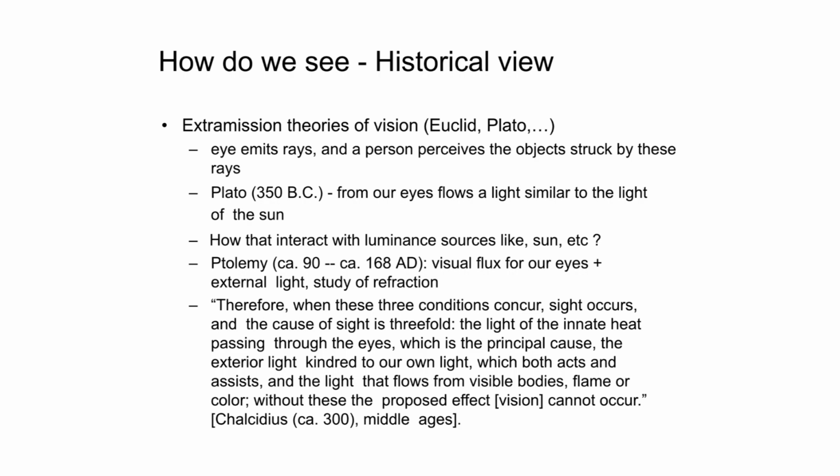So the question here would be how that interacts with luminous sources like the sun and other luminous sources like the moon. For instance, are we emitting that powerful light to the moon and the sun so that we can get that powerful luminous intensity back to our retina? So many people from the intromission perspective raise questions like this.